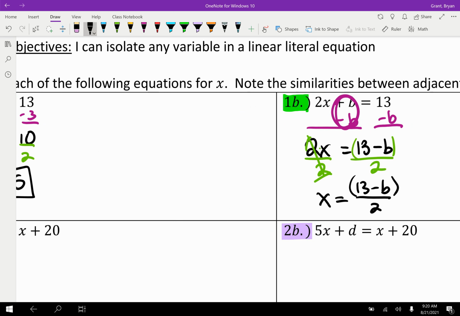And it is optional. You don't have to put the parentheses like I did. I think it's a good idea so that you remember 2 is dividing to everything in there. But if you'd like to leave them off, that is okay as well. And this is our answer.